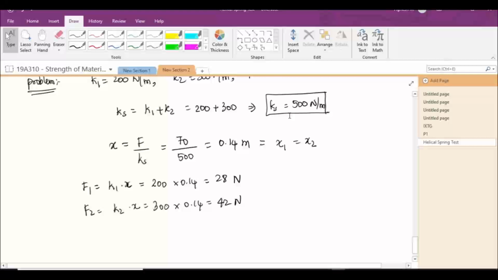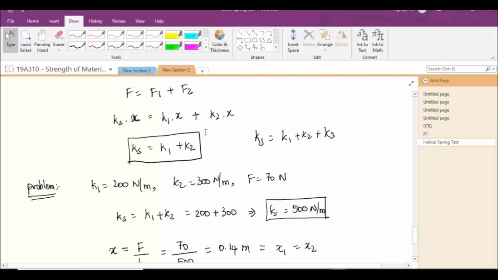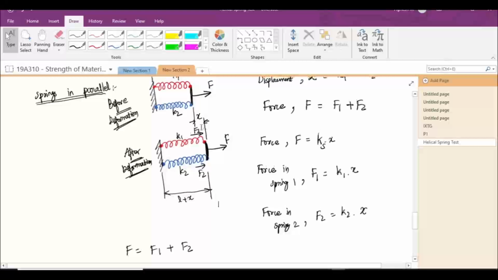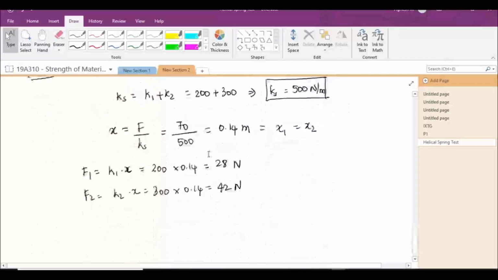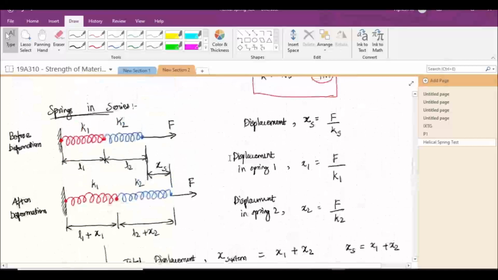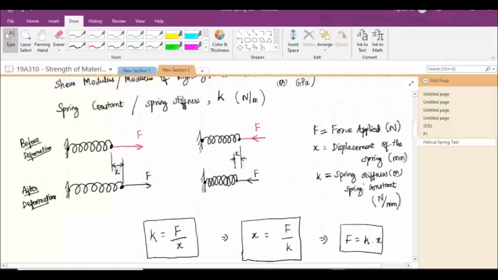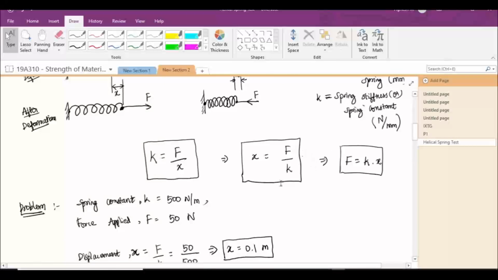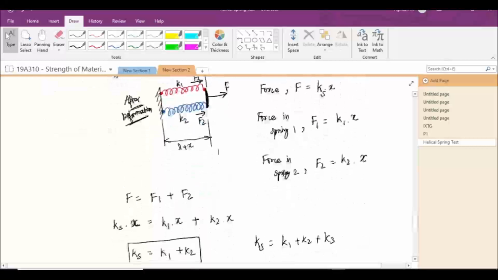Now, the total displacement of the system, or the displacement of each spring, can be found using the formula x is equal to F by Ks. F by Ks will give me the total displacement value. So the total displacement is the force divided by stiffness. We know that displacement in the spring is nothing but force by stiffness.